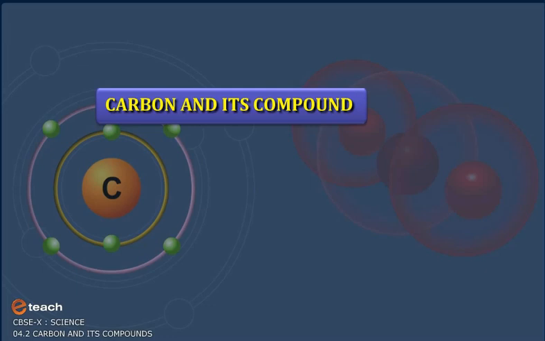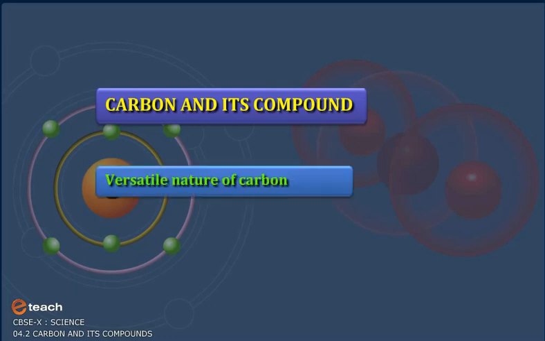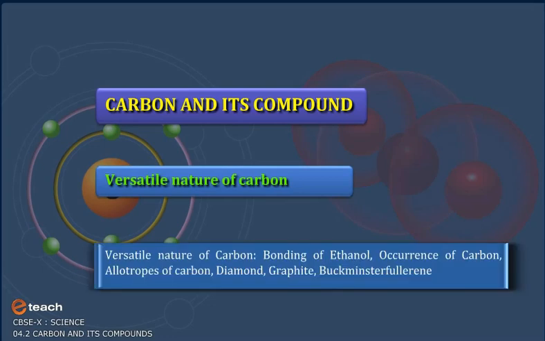Carbon and its compounds. Versatile nature of carbon. Bonding of ethanol. Occurrence of carbon. Allotropes of carbon: diamond, graphite, Buckminster Fullerene.